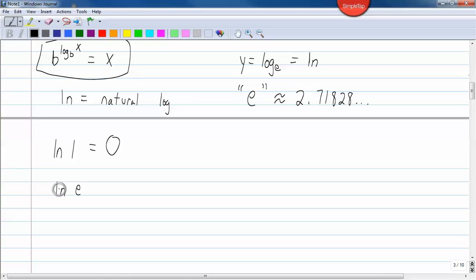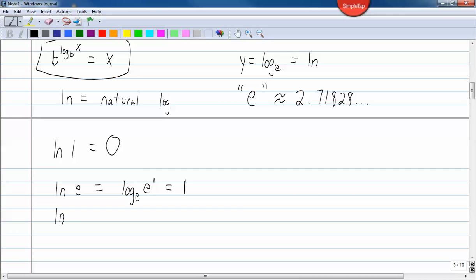Well, remember, what is natural log? It's log base e. So what is log base e of e to the first power? 1. All right, do I need to write that down? Log base e of e to the first power. These match up. The answer is the power.